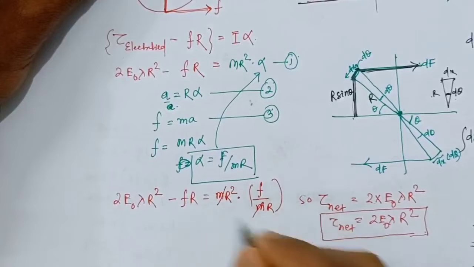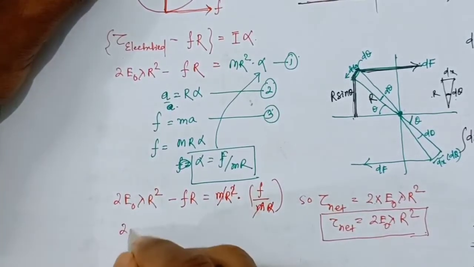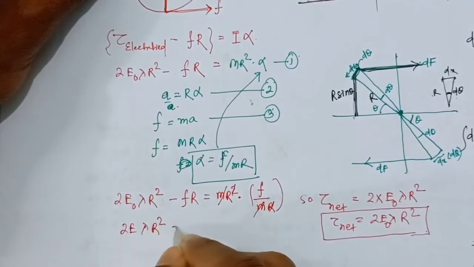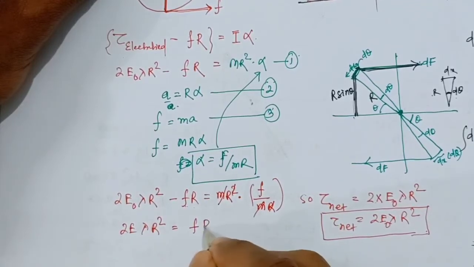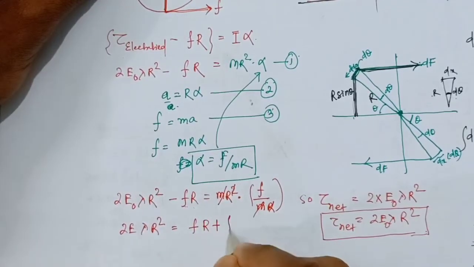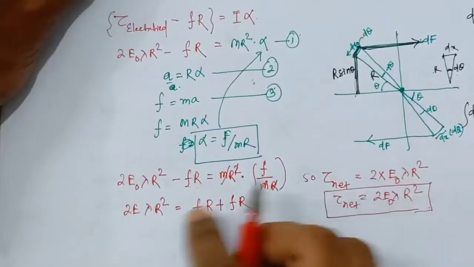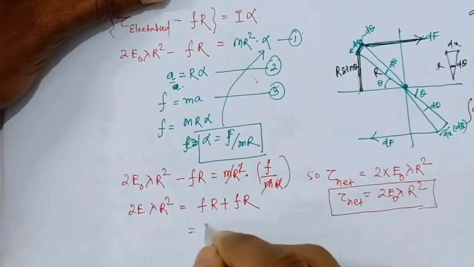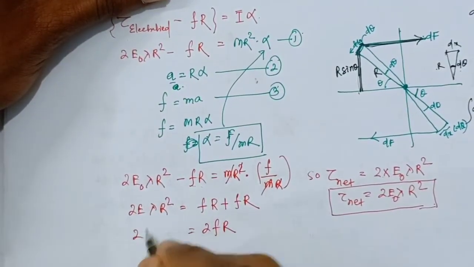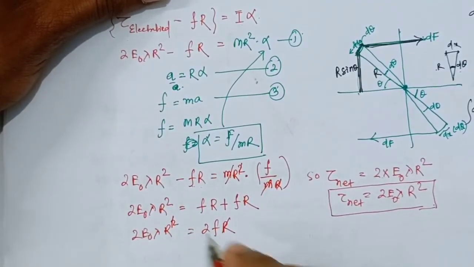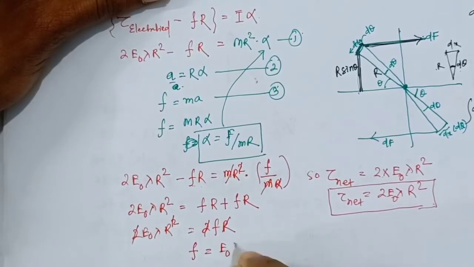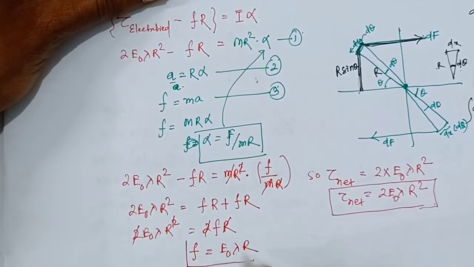So 1 r cancels. So 2 E naught lambda r square is nothing but this F r on this side, this is F r plus F r. So this is nothing but 2 F r equals 2 E naught lambda r square. So 1 r has cancelled and 2 cancels. I will get the expression of friction, that is E naught lambda r. This is my desired result.